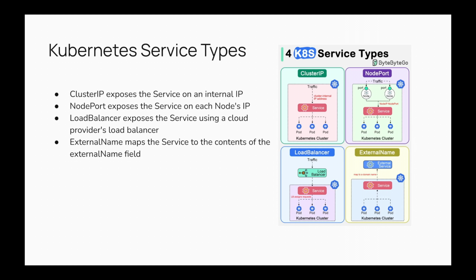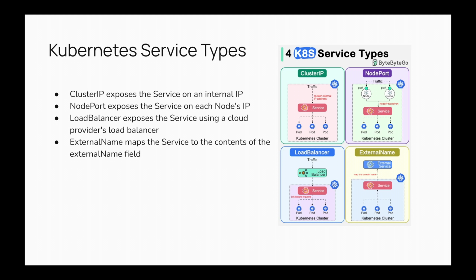ExternalName is a special type of Kubernetes service that doesn't create a proxy or IP inside the cluster. Instead, it maps a service name to an external name. When a pod uses the service, Kubernetes returns a CNAME record pointing to the external DNS.